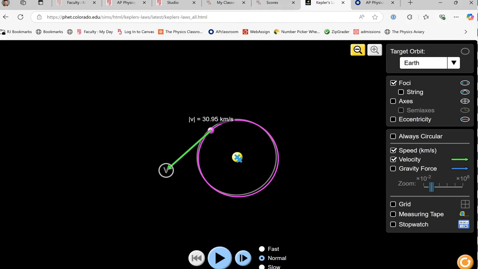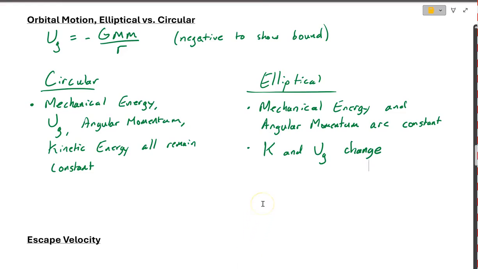From AP's perspective, the big thing is to know that we're going to have this change between kinetic and potential, that they're going to go back and forth. Remember the skateboard thing, where it kept going back and forth between potential and kinetic? It's kind of like that with orbit. We go back and forth between those two things, but my total is always going to remain the same. As long as we know mechanical energy and angular momentum are constant, those things change. That's what we need to know.